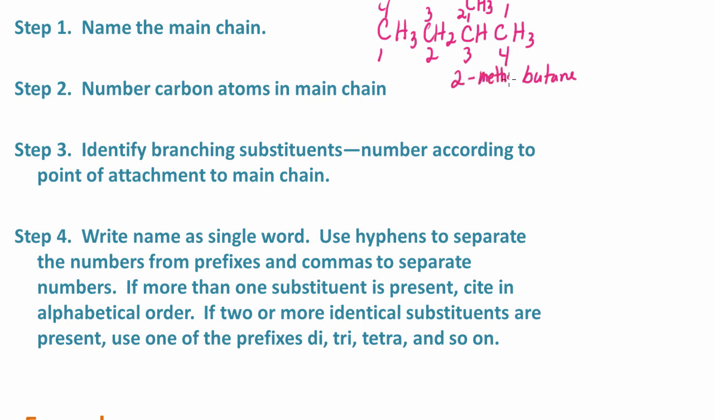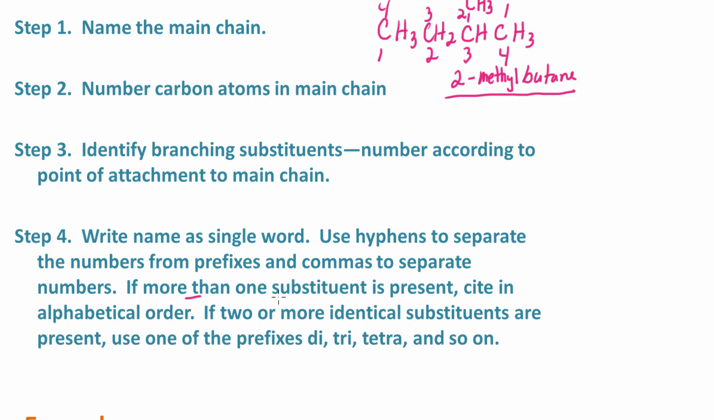2-methyl butane. Okay, if we called this 3-methyl butane, it would be wrong. So we have 2-methyl butane. And we write the name as a single word. We use hyphens to separate the numbers from the prefixes. And if we have 2 or more substituents, we'll use commas to separate the numbers.